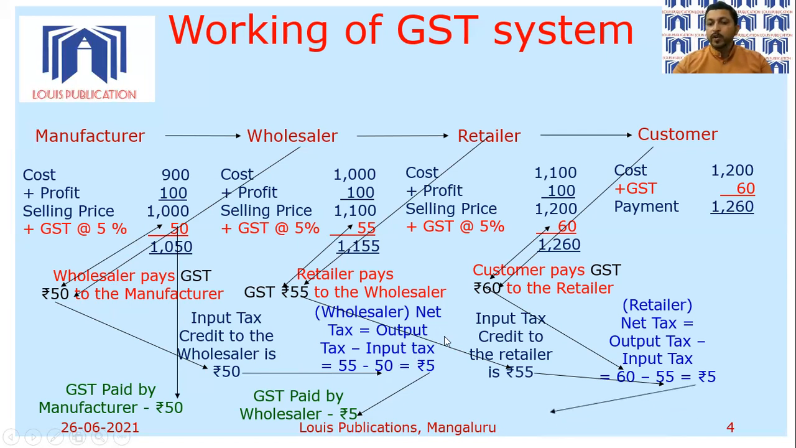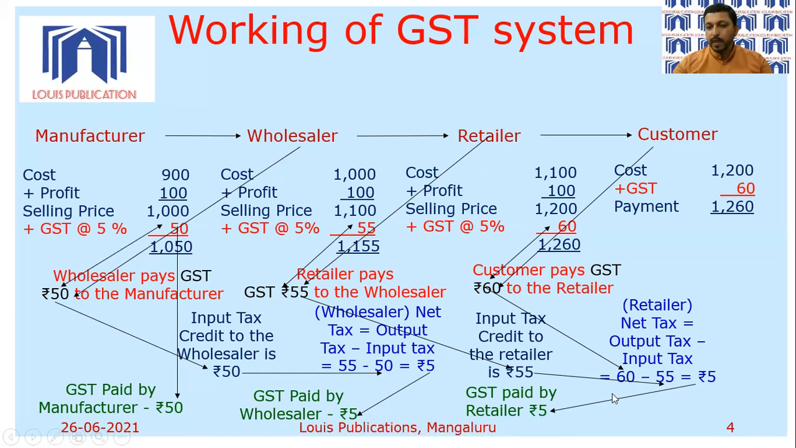Moving further, how much is the retailer supposed to pay to the government? Point to note, the retailer has collected 60 rupees from the customer and he has already paid 55 rupees to the wholesaler. So the net tax payable will only be rupees 5. So GST paid by the retailer is 5 rupees. So that will be the amount that the retailer will have to pay to the government.